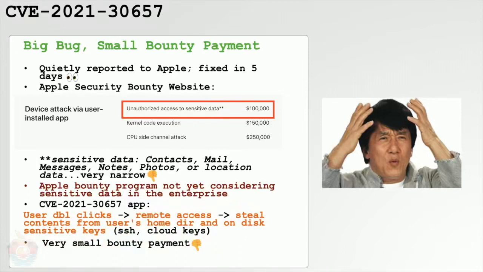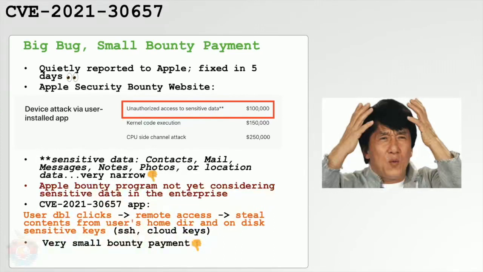The content from their website says any device attacked via a user-installed app that gains access to sensitive data is $100,000. But you do notice that there's two little asterisks there, which I'm like, oh crap. So what does that mean? The asterisk here is Apple's definition of sensitive data, which they define as contacts, mail, messages, notes, photos, or location data, which from an individual user perspective, like somebody just buying a Mac and using it at home, that kind of makes sense, right? But from an enterprise perspective, where Silicon Valley is using Macs across the enterprise, I don't care about any of that stuff.